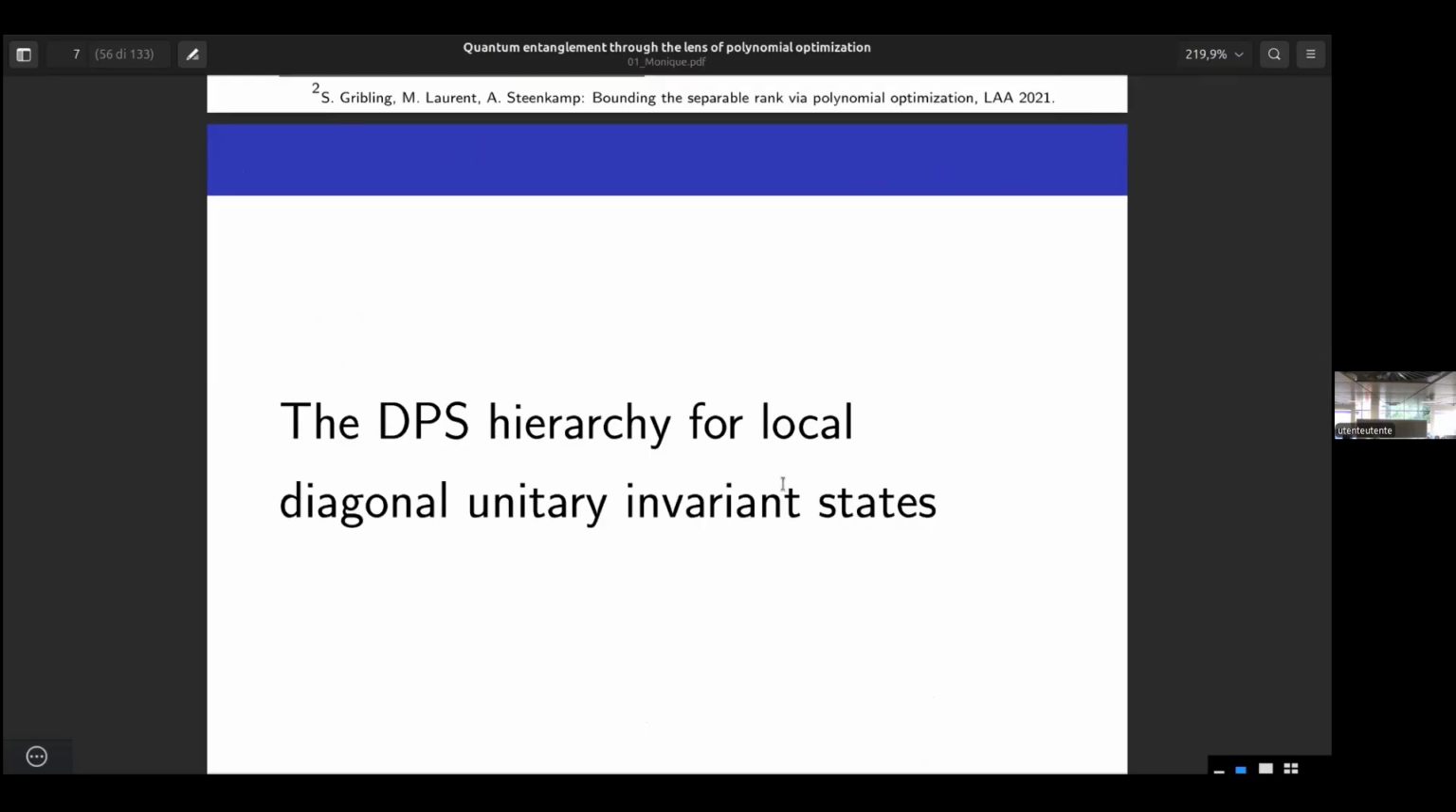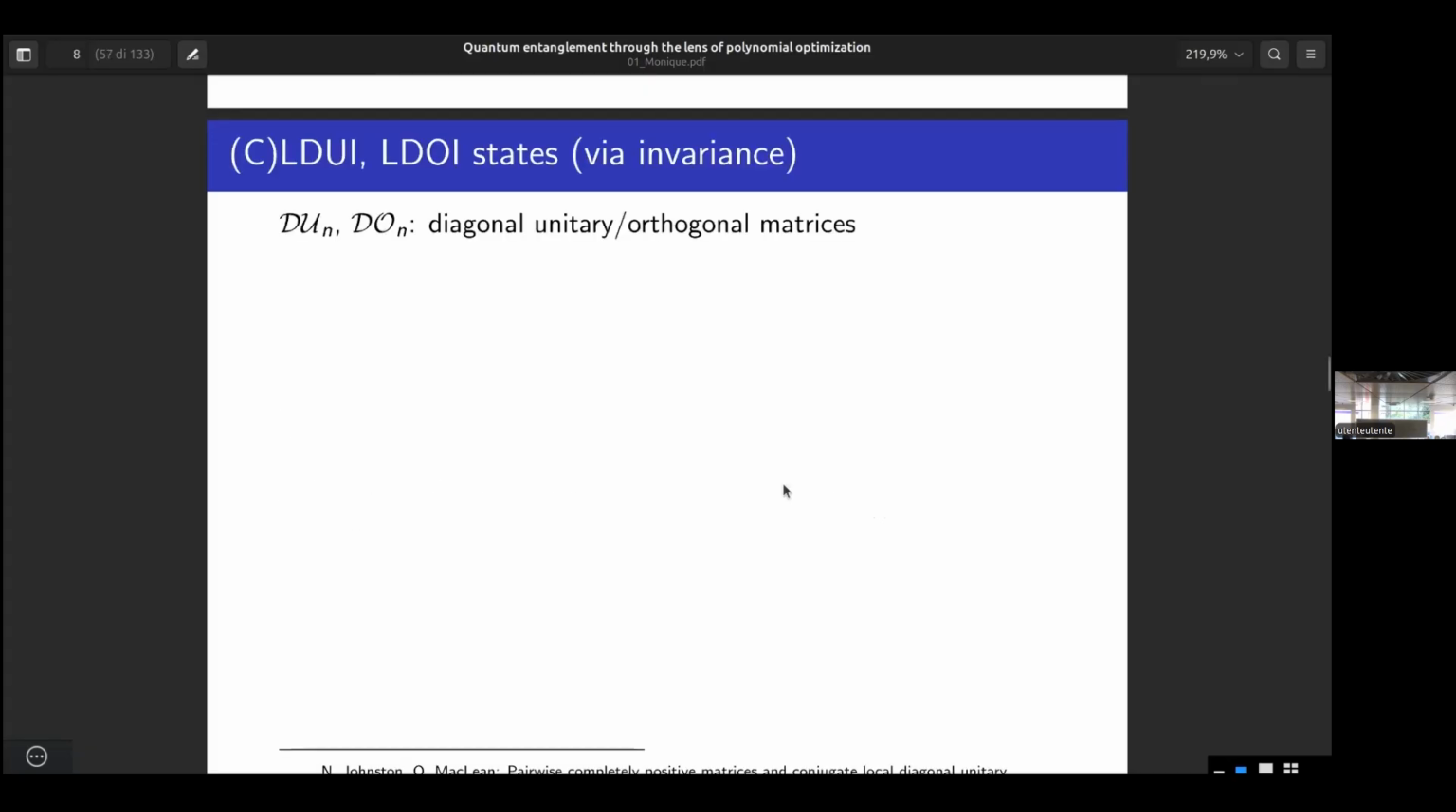Okay, so let's now step back. I've introduced the DPS hierarchy, this hierarchy DPS_t. And now we want to see how it adapts to special classes of states with nice invariant structure. And we start with states being invariant under local diagonal unitaries or orthogonal matrices.